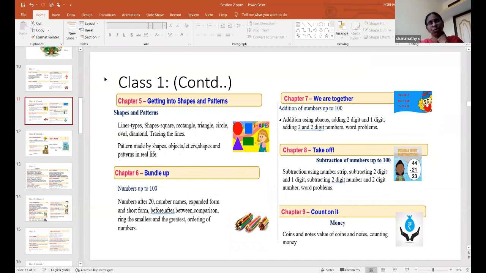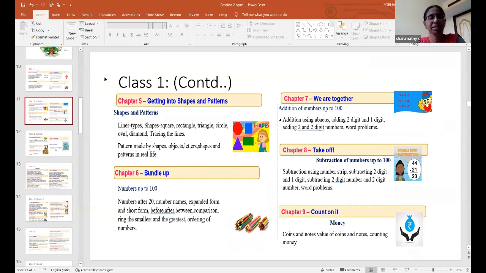Then coming up to bundle up, here we come back again to numbers up to 100. Already we have done up to 20. So here we teach them numbers after 20. Here again they count numbers. It can be building blocks, or building pencils, or anything that bundles up into 10. Here we have given just an example of bundling 10 pencils together. A bundle of 10 makes 10. Number names, expanded form and standard form.